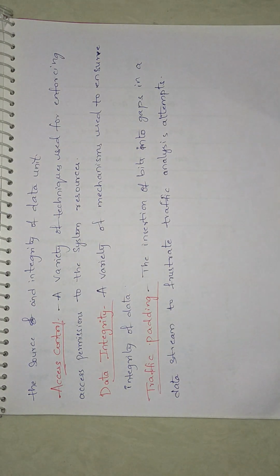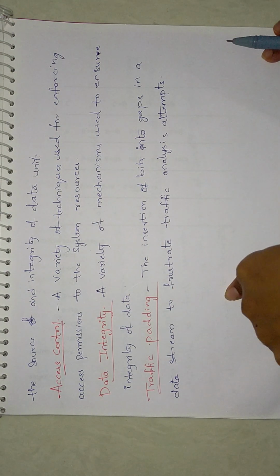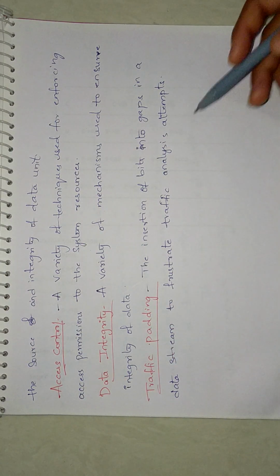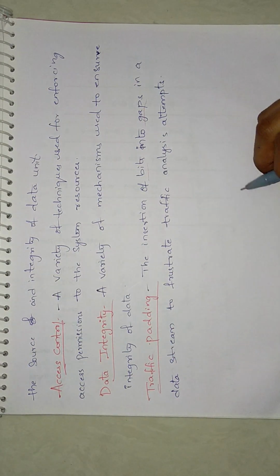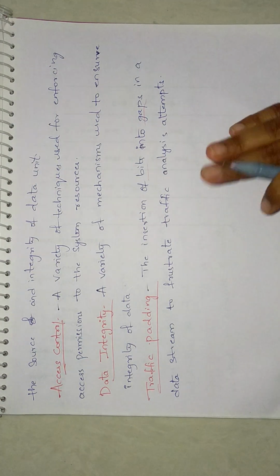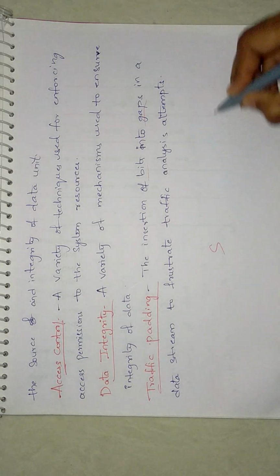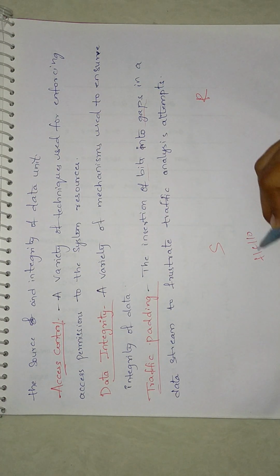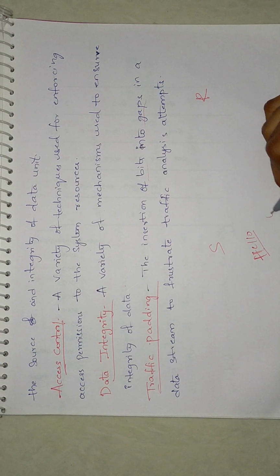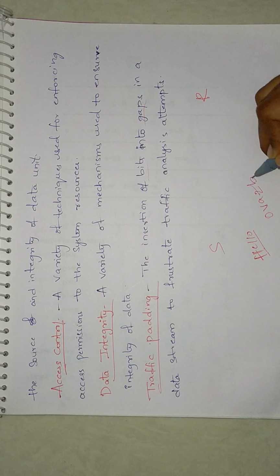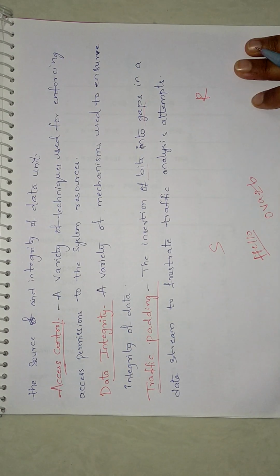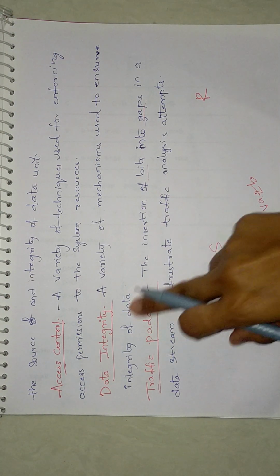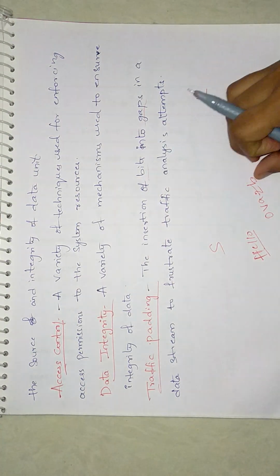The next one is traffic padding. This is also an interesting concept, just like digital signature and encipherment. Traffic padding is the insertion of bits into gaps. Just like the sender and receiver, we are sending hello, and this hello we have taken as OVAZB. Now padding means insertion of some bits in between the original data.